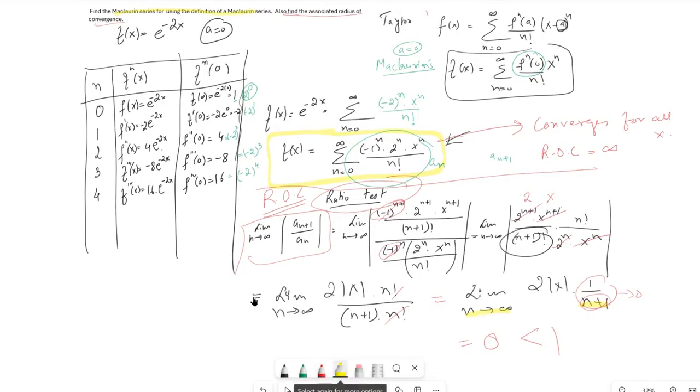So let's summarize the question here. The first question was to find the Maclaurin series using the definition of the Maclaurin series. We needed to expand this. For a Maclaurin series, a equal to 0 was not given, but whenever it's Maclaurin, a is always 0. So we figured out the derivatives of the function and, using the formula, we wrote the series. Then they asked us to find the radius of convergence. For that we need to check when it is convergent. We used the ratio test to find the limit as n approaches infinity of a_(n+1) over a_n. That came out to be 0, which is always less than 1. That means the series is always convergent. Therefore, the radius of convergence is infinity.